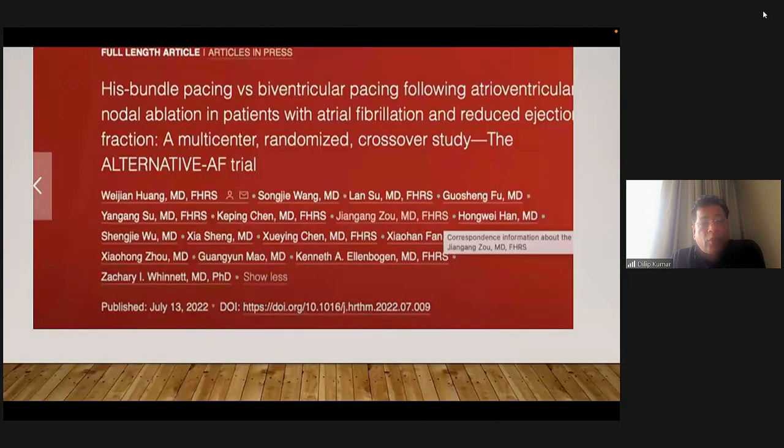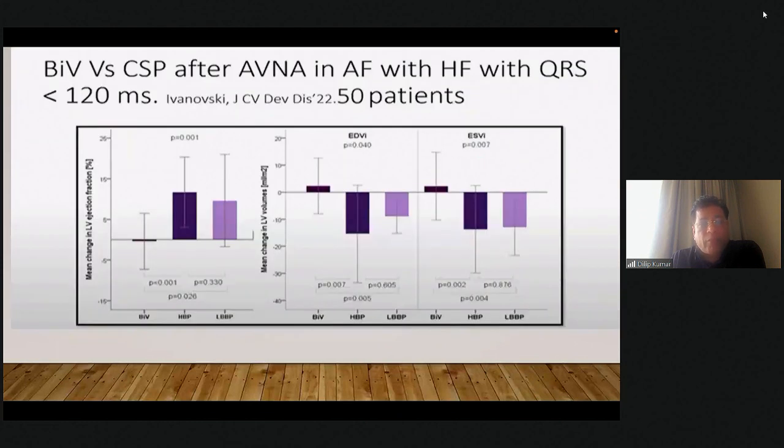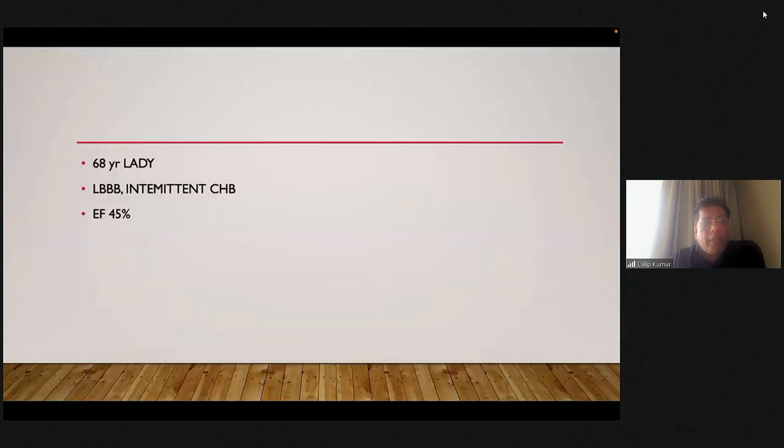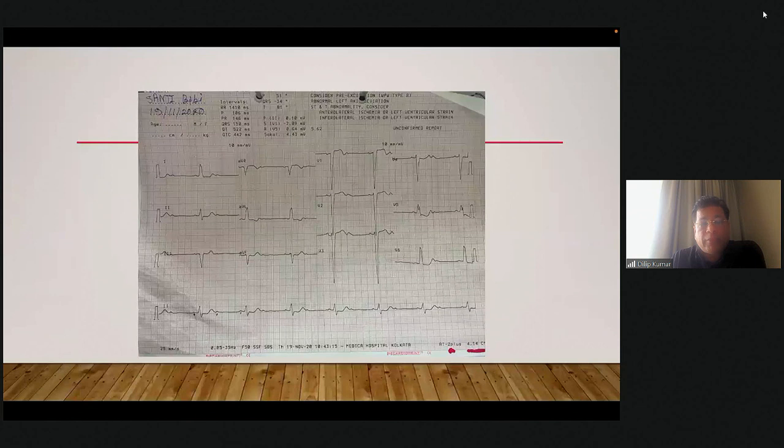And this is also one area when you are going for an AV node ablation and a pacing system. LB pacing is more preferred over RV pacing, and we have many evidences right from His bundle to left bundle pacing. This was a case which we published: a 68-year-old lady, left bundle branch block with intermittent CHB and ejection fraction of 45%, and this was the ECG.